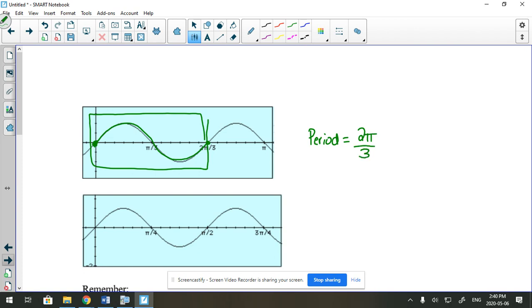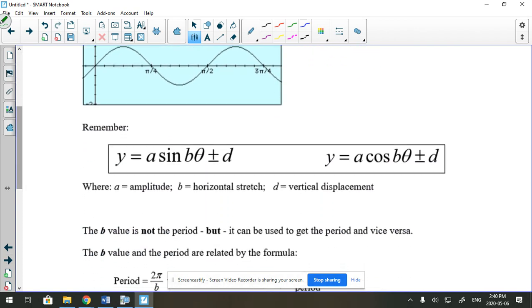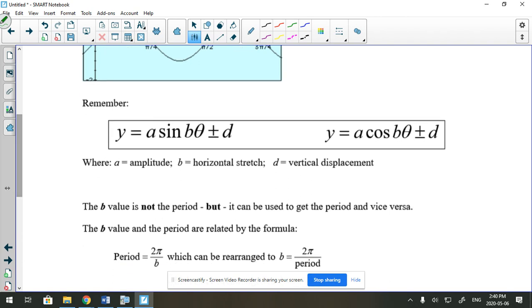Okay, a little refresher from before, I just talked about that on the last page. There's your general information for your sine and cosine functions. A is amplitude, D is vertical displacement. We talked about that in the last topic. And now we're talking about this B value, the horizontal stretch. It's basically like your sine graph is a string and you're stretching it out longer, so your period is longer, or you're crunching it up a little bit closer and you get a smaller period.